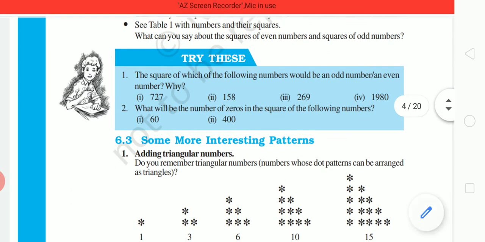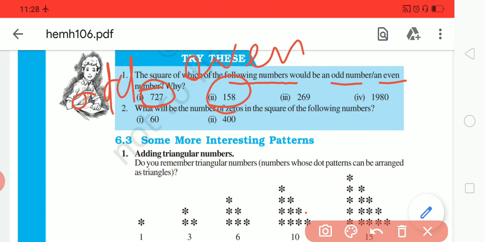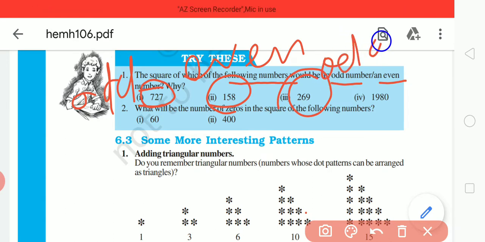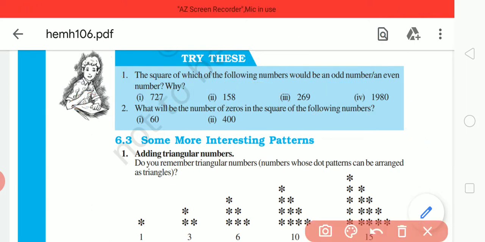Now next try these. The square of which of the following numbers would be an odd number and an even number? The square of an odd number is an odd number and the square of an even number is an even number. This is an odd number, so the square of the odd number is odd. This is even, so the square is also an even number. This has odd, this has even, right? So what is the number here? Second one, what will be the number of zeros in the square of the following number?